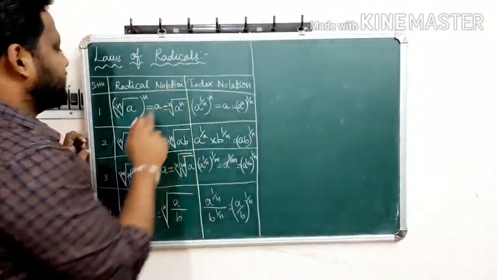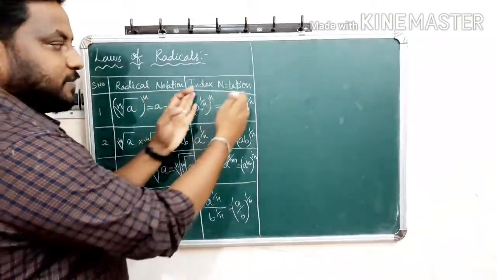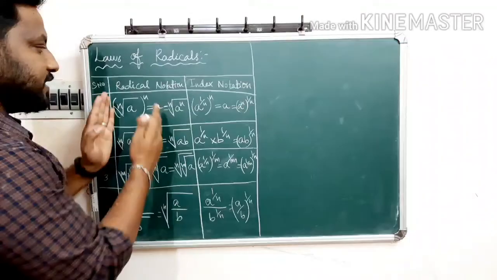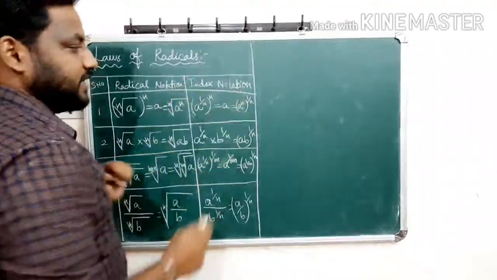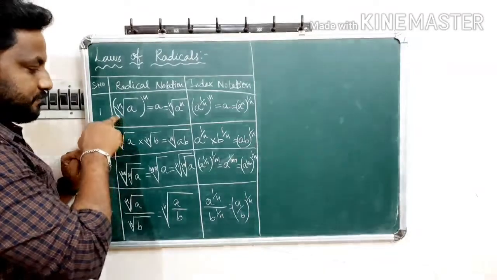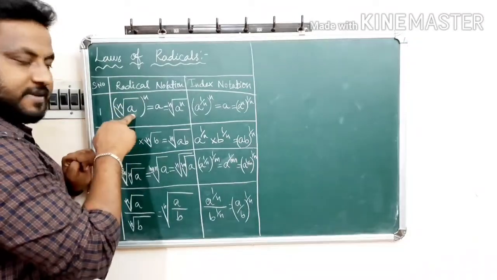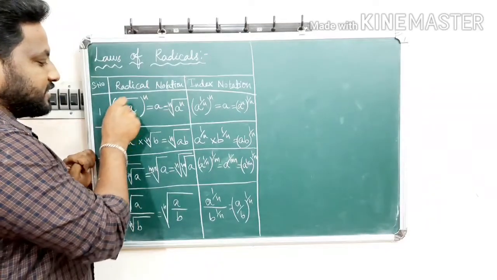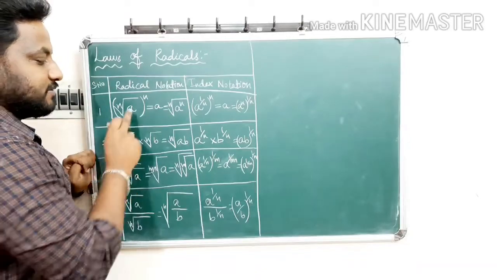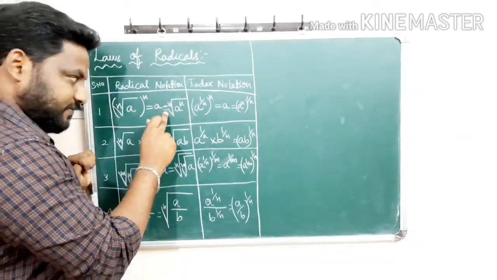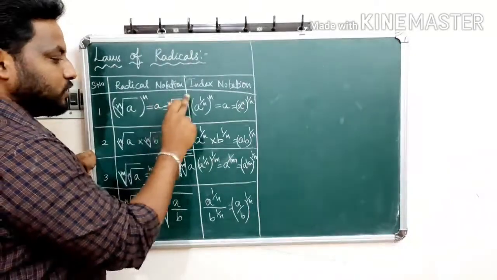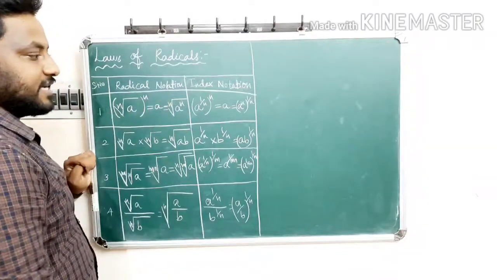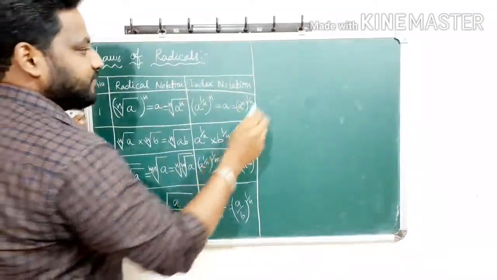Laws of radicals. The first one is radical notation, the second is index notation. So how are we going to write these in radical notation form and in index notation form? First, the nth root of a, the whole power n, is equal to a, because the n will be cancelled. Same, the nth root of a power n is also equal to a, because the n will be cancelled. We can write the same with an example.